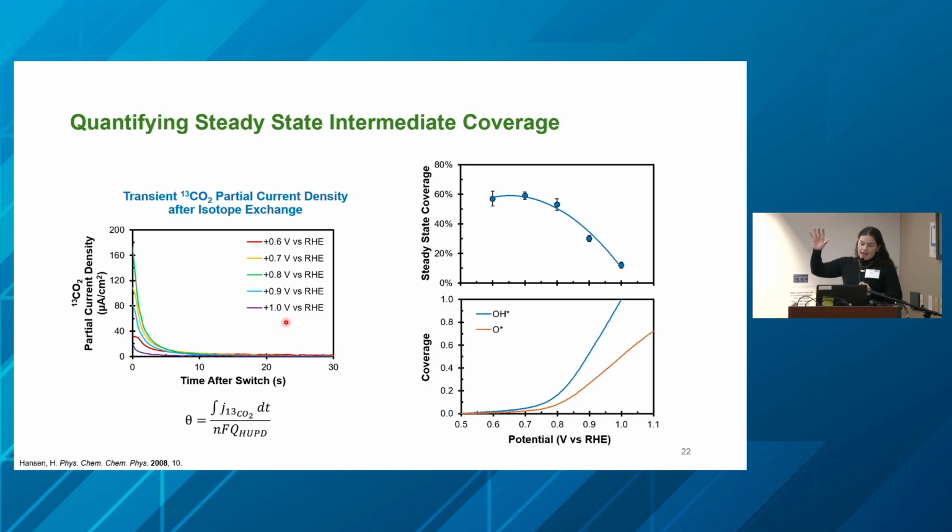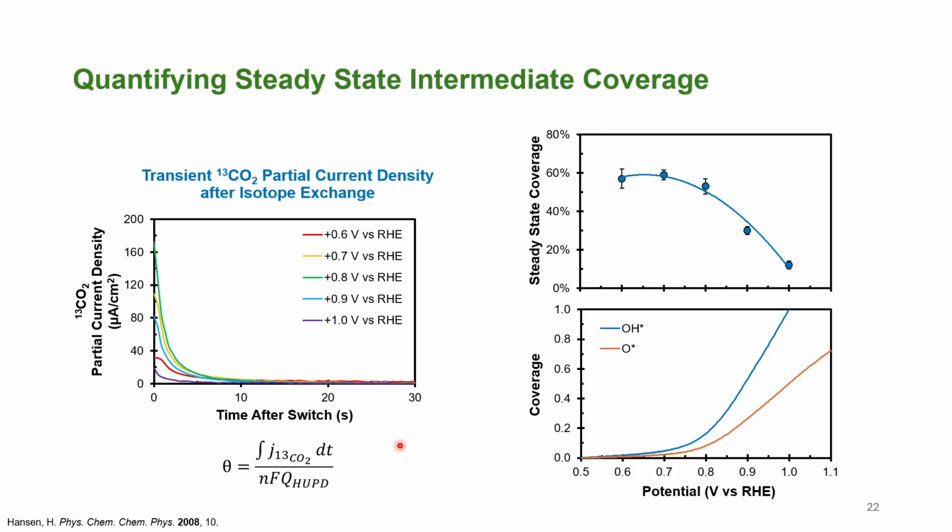So we took the transient decay of the 13C-labeled CO2 response in the mass spectrometer, and we were able to integrate that, and using this equation down here, obtain steady state coverage of total reaction intermediates leading towards the production of CO2 as a function of potential. And you can see that the coverage of total reaction intermediates is quite high until roughly 0.8 volts versus RHE, where it actually starts to die off.